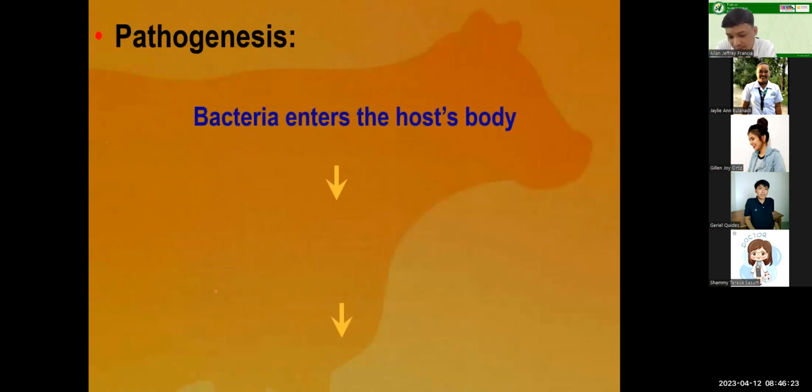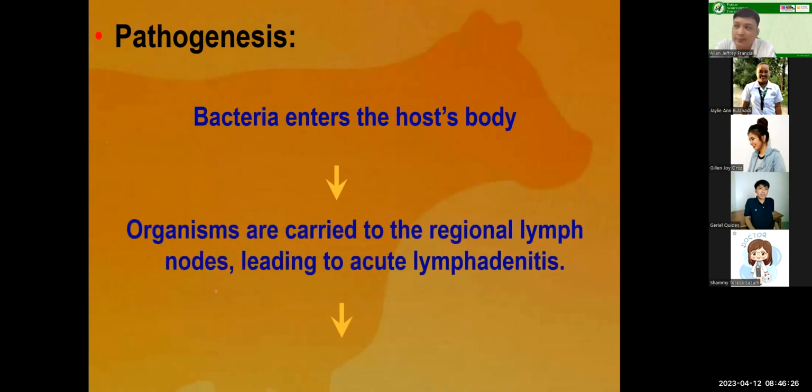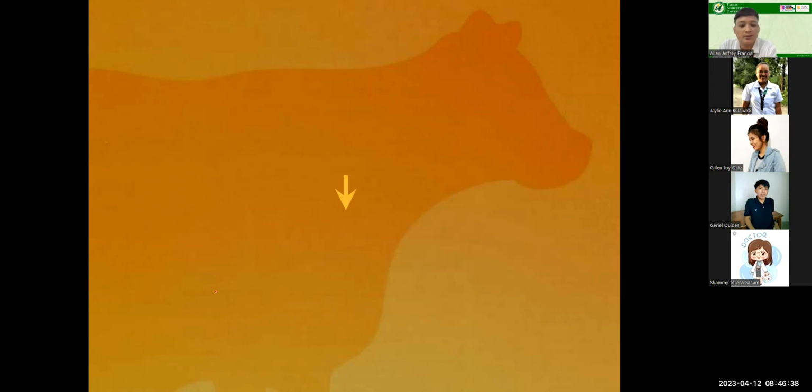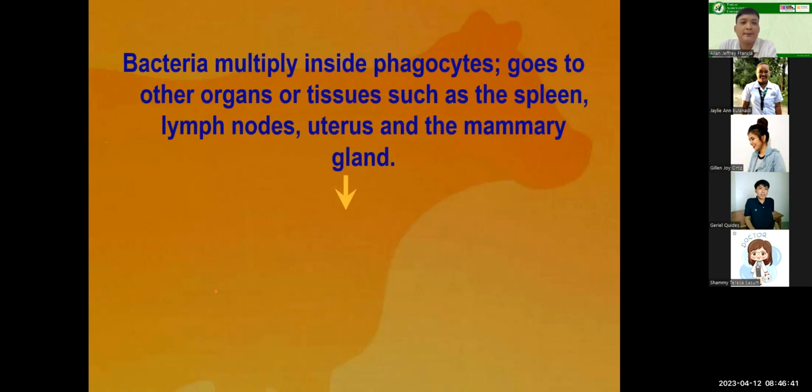Pathogenesis, the Brucella will enter the body, and at the same time, this will invade the lymph nodes, which is discussed earlier, and we have the lymphadenitis or inflammation of the lymph nodes. After invading the lymphatic system, since they are obligate parasite, particularly intracellular, they could invade inside the phagocytes. So what are the phagocytes? We have your neutrophils, we have your monocytes, we have your macrophages.